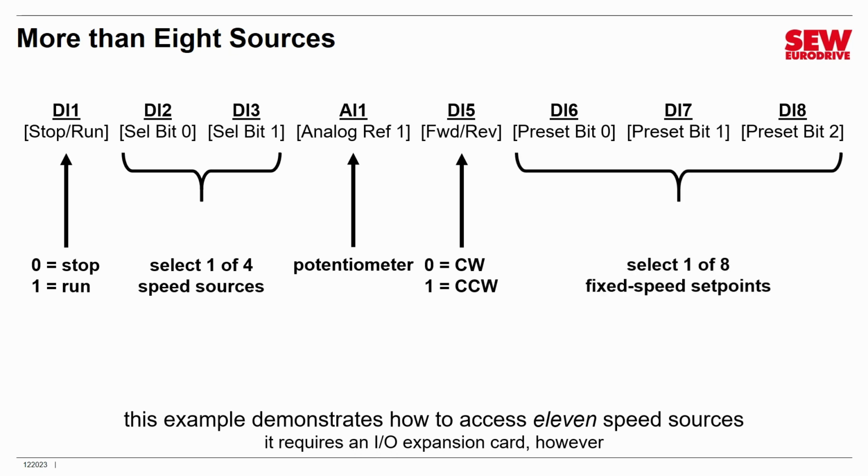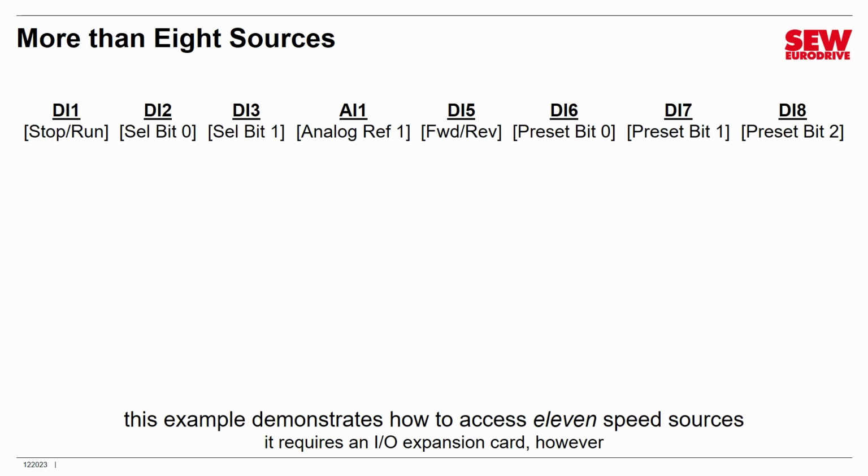And digital inputs 6, 7, and 8 form a 3-bit binary number to select one of 8 fixed speed set points. I think maybe now you're getting a hint of how we're going to get these 11 speeds. We have 4 speed sources and 8 fixed speed set points. Now that, as you know, if you add those up, equals 12. So why is it only 11? Again, hang in there. This is kind of interesting.